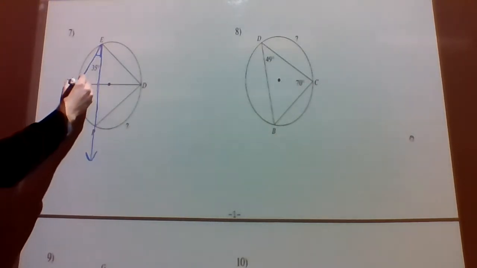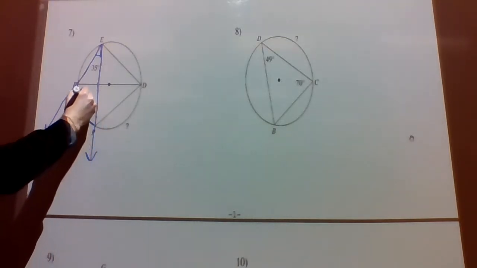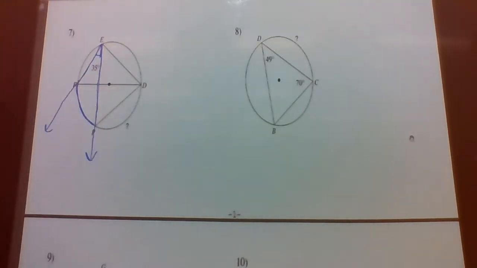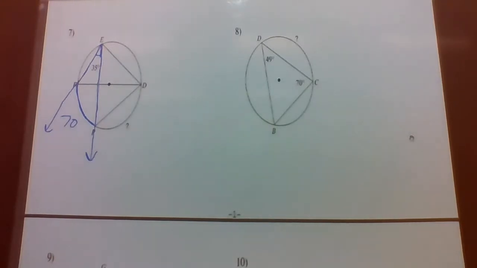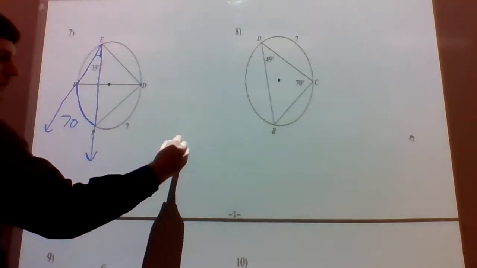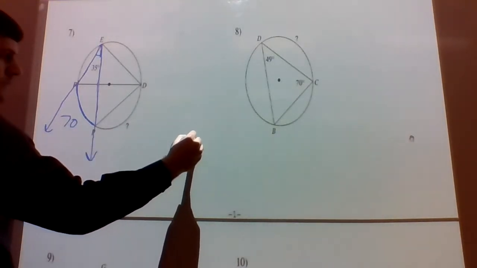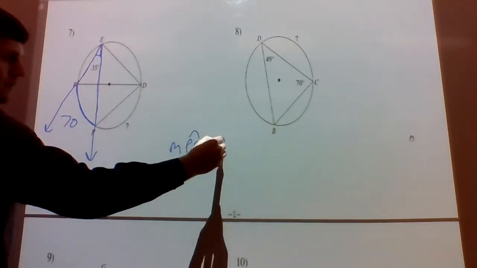So if we look at the intercepted arc, the points on the circle that are in the interior of the angle, that's going to be arc FP. That is going to be twice the measure of the inscribed angle, so that's going to be 70 degrees. We, though, want to find the measure of arc PD. Okay, that's what we're trying to find.